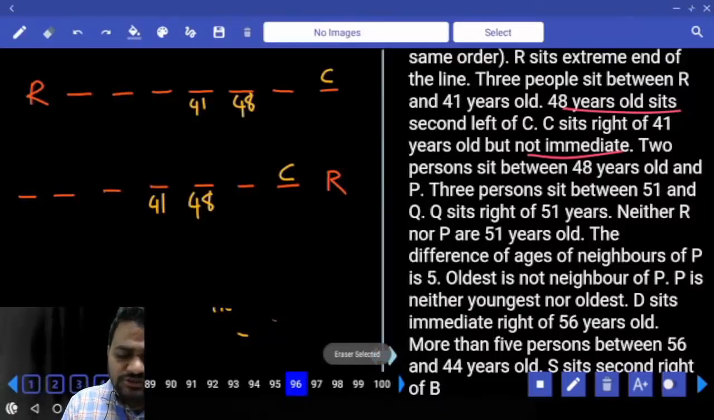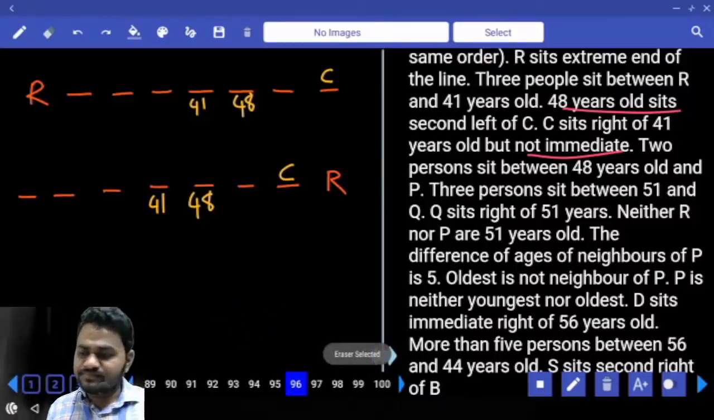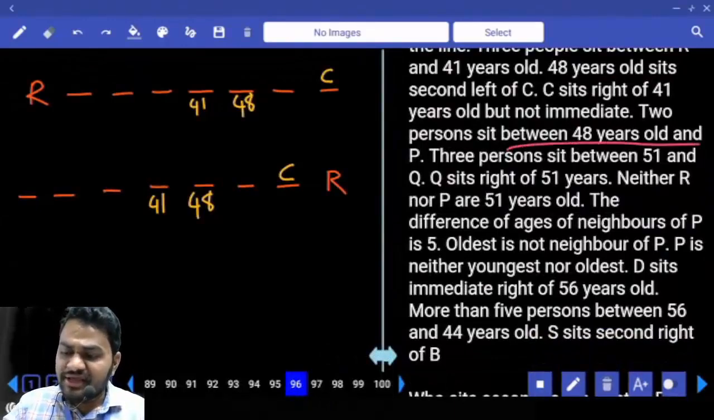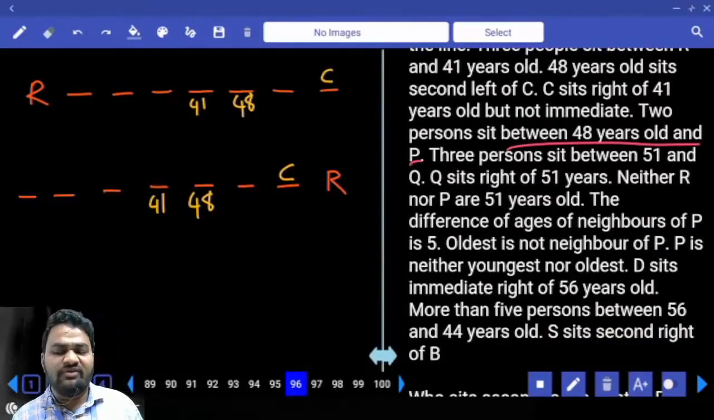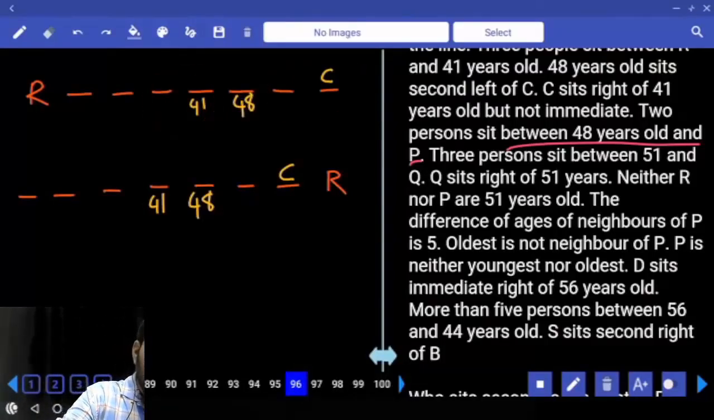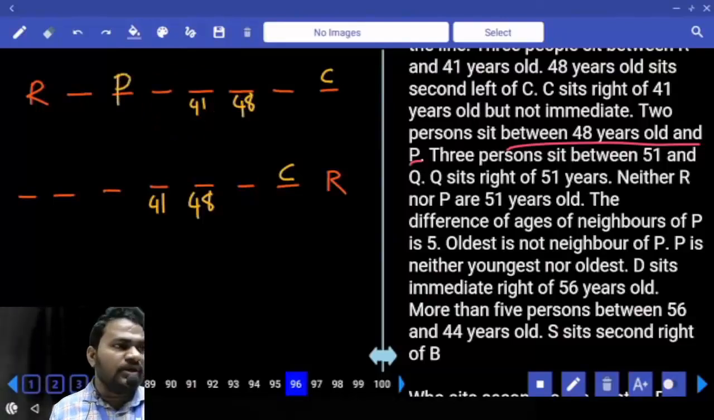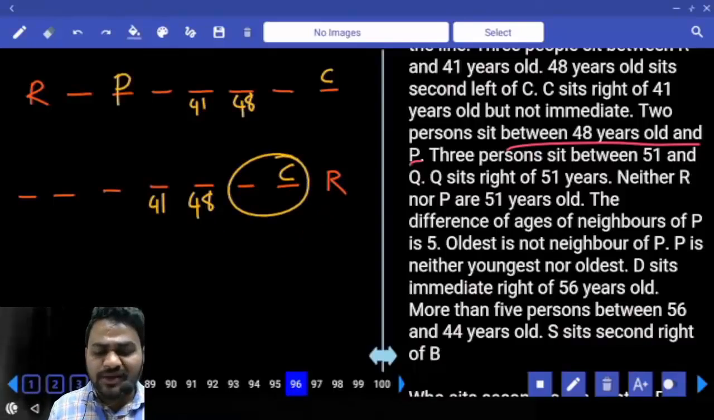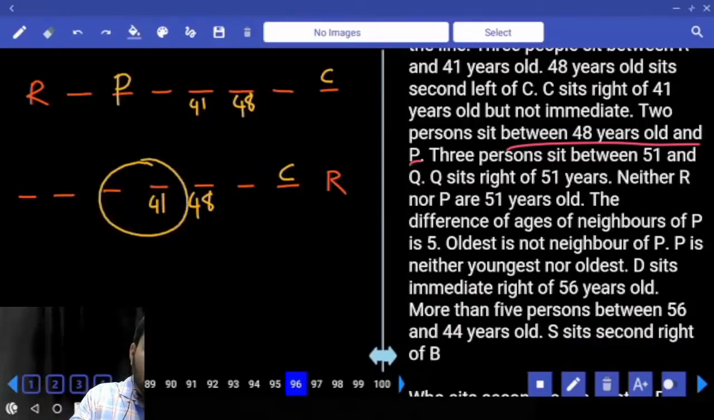Right. The next condition here: two persons sit between 48 years old and P. 2 between 48 and P. Here we don't have any place for P. So it is the place for P. Next, 2 between 48 and P. So P's place is not there. So it is the place for P.